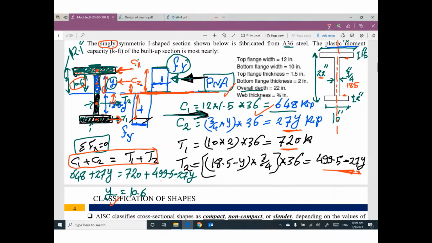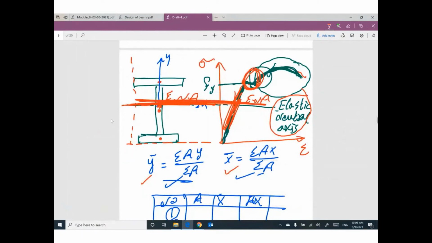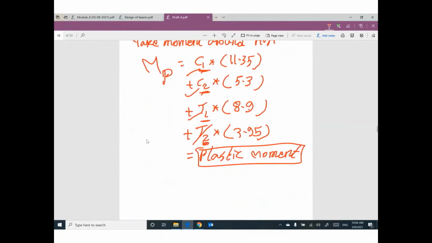Then to figure out the value of the plastic moment, go ahead and take moment at the plastic neutral axis. So any force times distance, any force times distance, set up your equation. You can figure out the plastic moment. Any question?